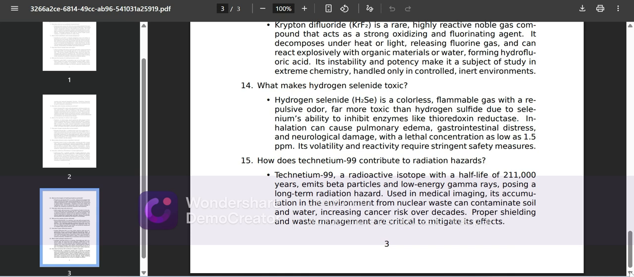Technetium-99, a radioactive isotope with a half-life of 211,000 years, emits beta particles and low-energy gamma rays, posing a long-term radiation hazard, though it is used in medical imaging. Its accumulation in the environment from nuclear waste can contaminate soil and water, increasing cancer risk over decades. Proper shielding and waste management are critical to mitigate its effects.